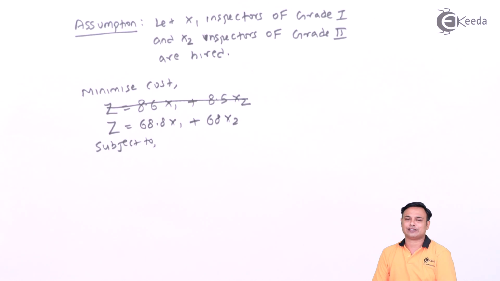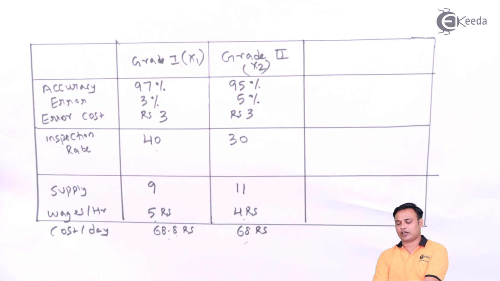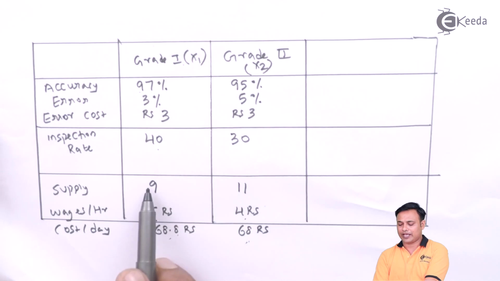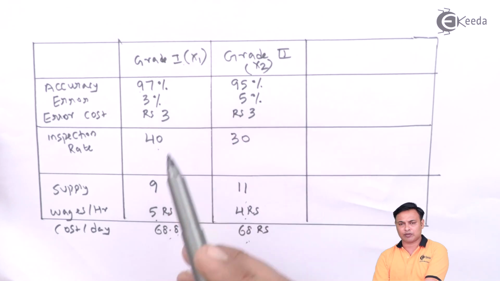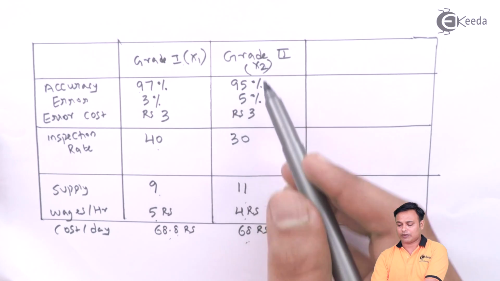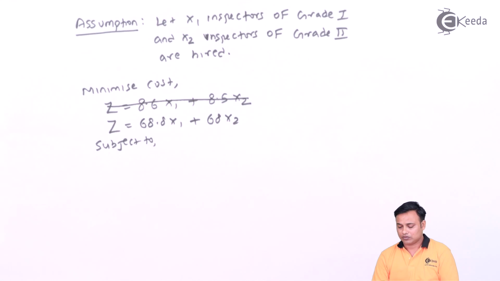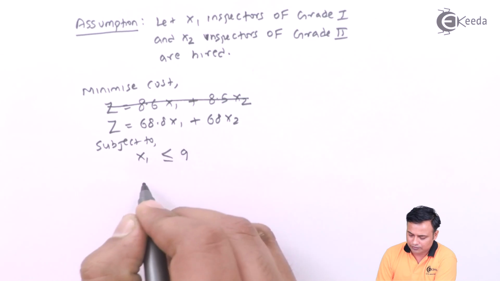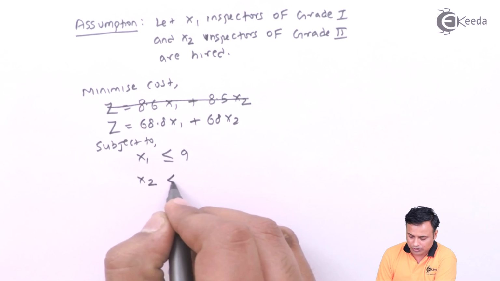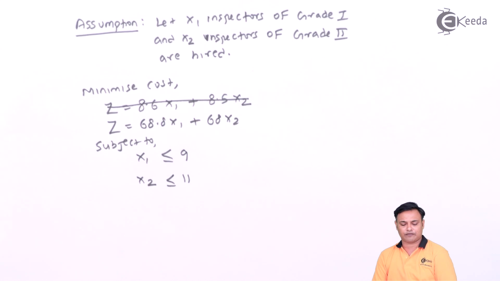what are my constraints? My number of inspectors of grade 1 is 9 and grade 2 it is 11. So x1 can't be more than 9, x2 can't be more than 11. So first x1 less than equals to 9, x2 less than equal to 11. These are my first two constraints.